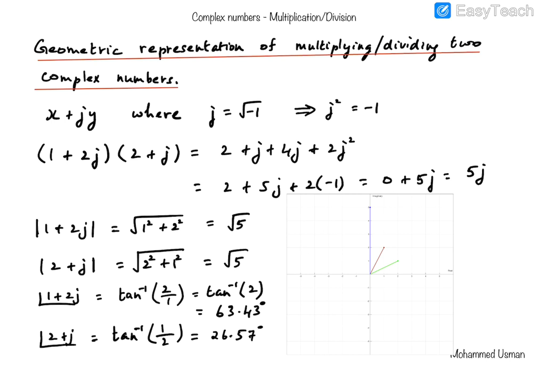So with the x-axis representing the real part and the y-axis representing the imaginary part of these complex numbers, we have this two-dimensional complex plane. The first complex number 1 plus 2j has a real part equal to 1 and an imaginary part equal to 2. So it can be represented as (1, 2): 1 on the real axis and 2 on the imaginary axis. It corresponds to this point over here and is denoted by this red line.